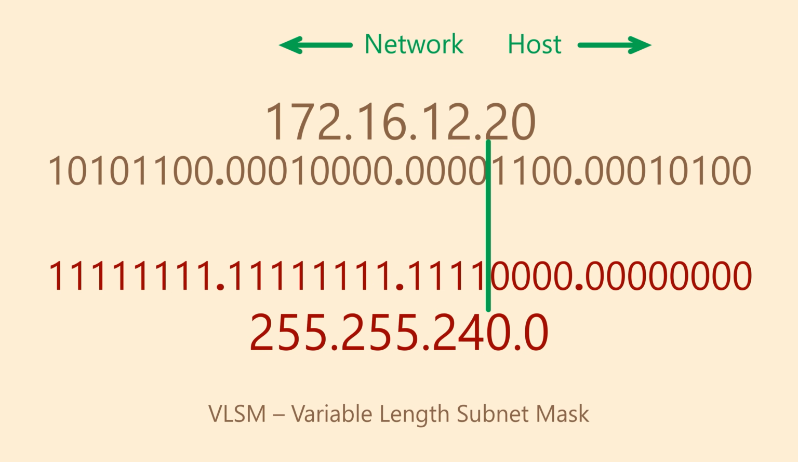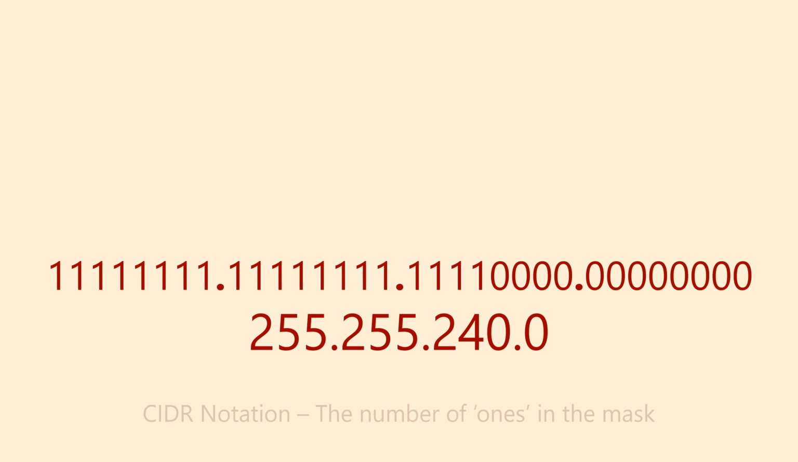Dotted decimal notation is one way of displaying a subnet mask. Another way, which is usually nicer, is CIDR notation. This stands for Classless Inter-Domain Routing. This is a forward slash followed by the number of ones in the mask. In this example, there are 20 ones. In CIDR notation, that would be slash 20. We will use both types of notation throughout this course.